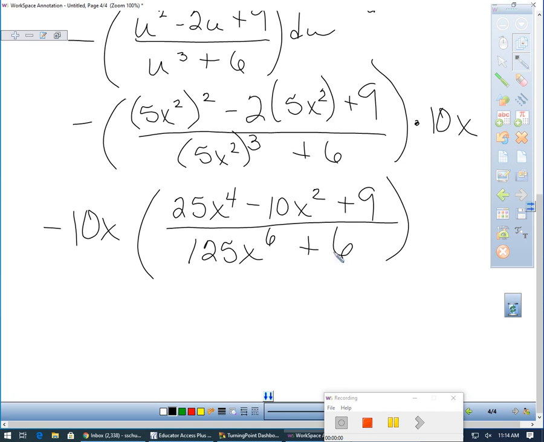Now you can technically leave it just like that with the 10x out in front, or you can distribute the negative 10x through the top line. Leave it. It's up to you. We're leaving it. All right.